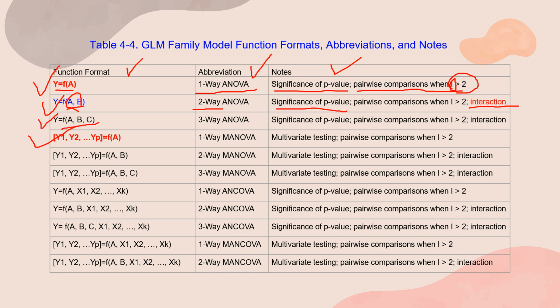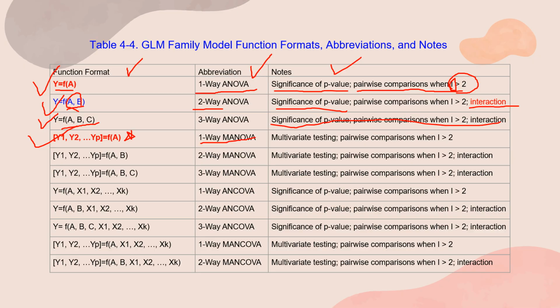So it's the same as the 2 factors. And in the thesis, this one is very common. They have multiple dependent variables and one factor. So you have to know how to read it. It's called a one-way MANOVA.